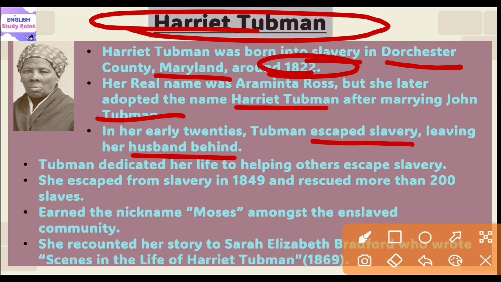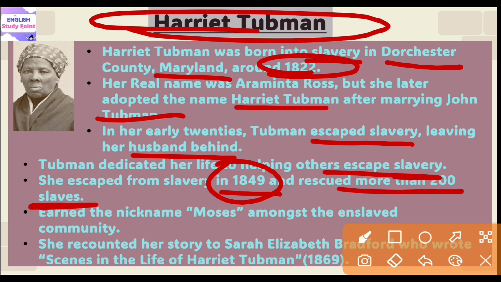Tubman dedicated her life to helping others escape slavery. She escaped from slavery in the year 1849 and rescued more than 200 slaves, which made her earn the nickname Moses amongst the enslaved community. She used many sorts of disguises, aliases, and secret signals to communicate and navigate safely. Her determination and commitment to freedom inspired those whom she helped, which made her earn this particular nickname.